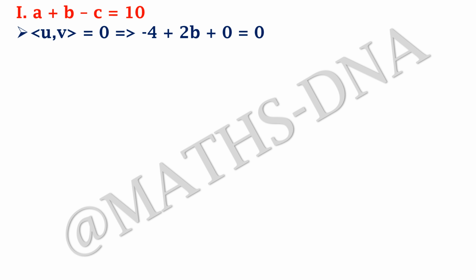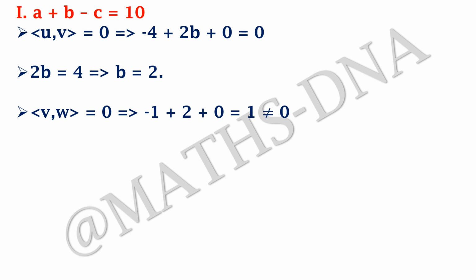Let us begin. The first statement says a + b - c = 10. Applying the result, u·v should be equal to 0 because they should be orthogonal, and when we multiply it, we get -4 + 2b + 0 = 0. Now on solving it, we get 2b = 4, which implies b = 2. So we found the value of b.